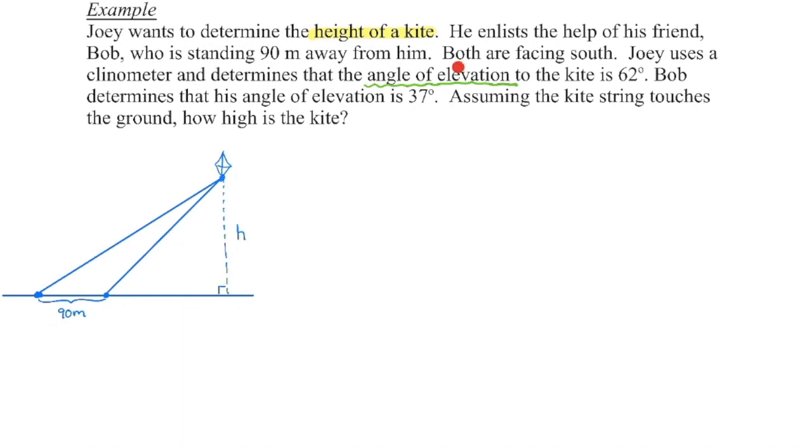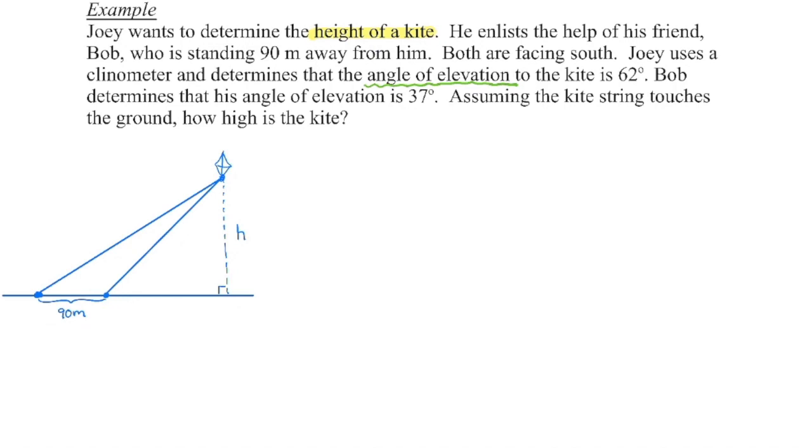It says both of them are facing south. Now, that does not mean they're facing down into the ground, just like north is not straight up into the sky. That's how it's represented on a two-dimensional piece of paper. But what it means is they're both facing in the same direction. We do not have one person here and one person over here on this side. Okay, so they're both facing south.